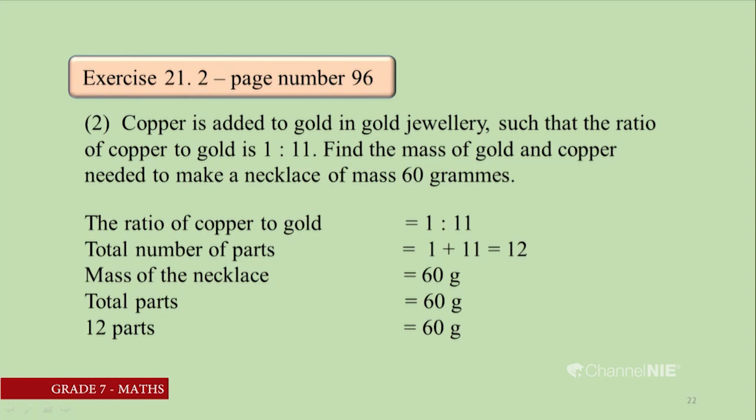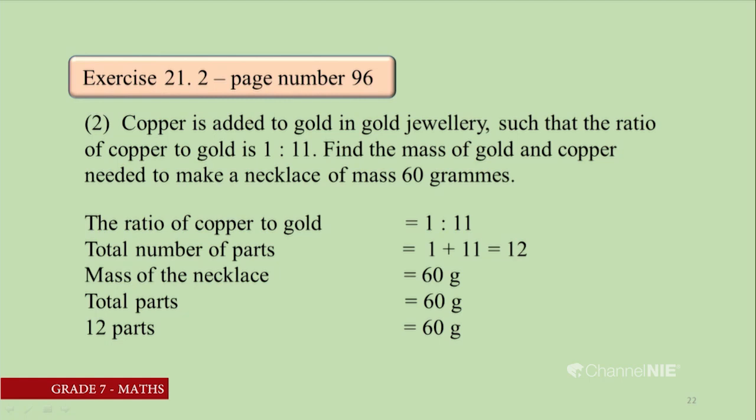Therefore, remember that the total amount should be divided by 12 because you want to find out the unit value, the value of a unit. Find the mass of gold and copper needed to make a necklace of mass 60 grams. According to our explanation, you will understand this one.